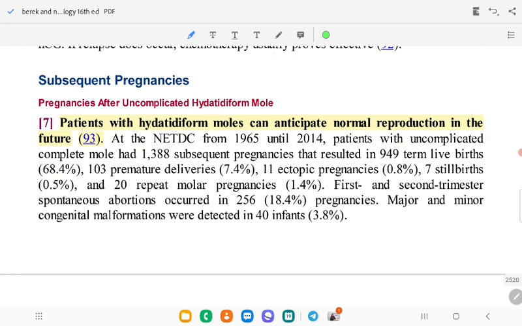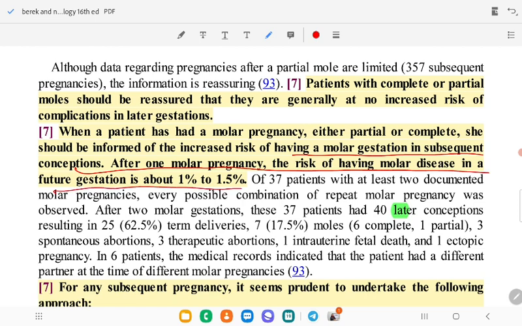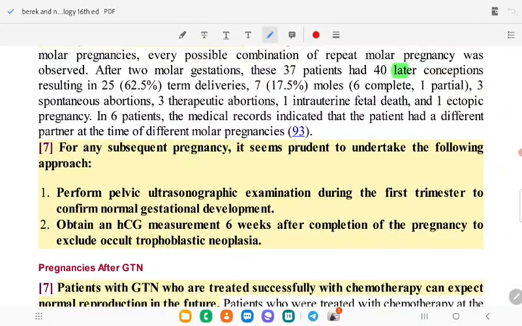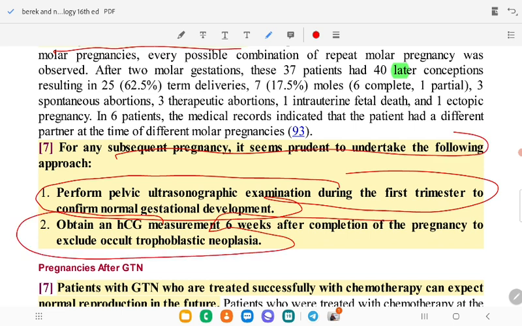Pregnancy after an uncomplicated treated mole: the patient can anticipate normal reproduction in the future. Patients with complete or partial mole have generally no increased risk of complications later. When a patient has had a molar pregnancy, partial or complete, she should be informed of the increased risk of having another molar gestation, about 1 to 5% after one mole. For any subsequent pregnancy, the following approach should be undertaken: perform pelvic ultrasonography to confirm normal gestational development, and measure hCG 6 weeks after completion of the pregnancy.